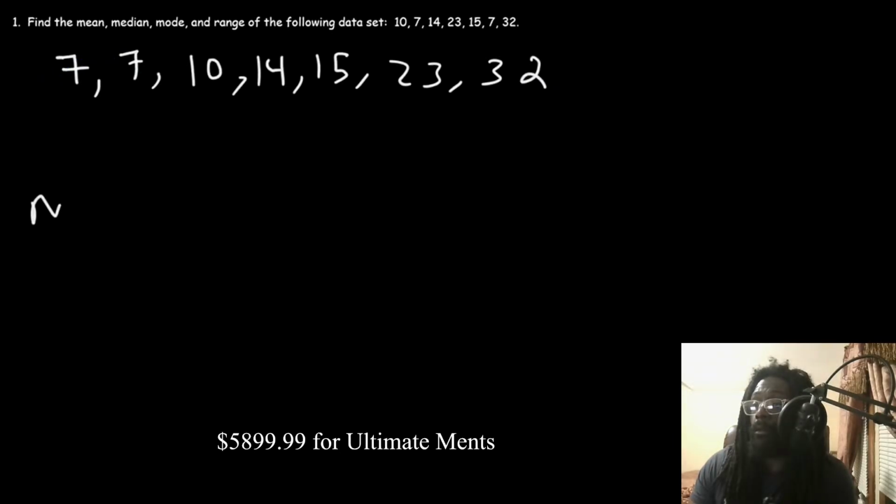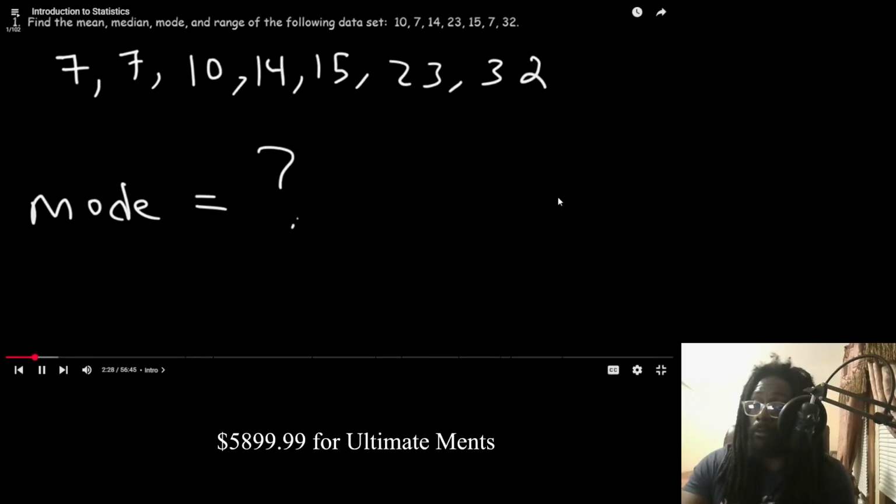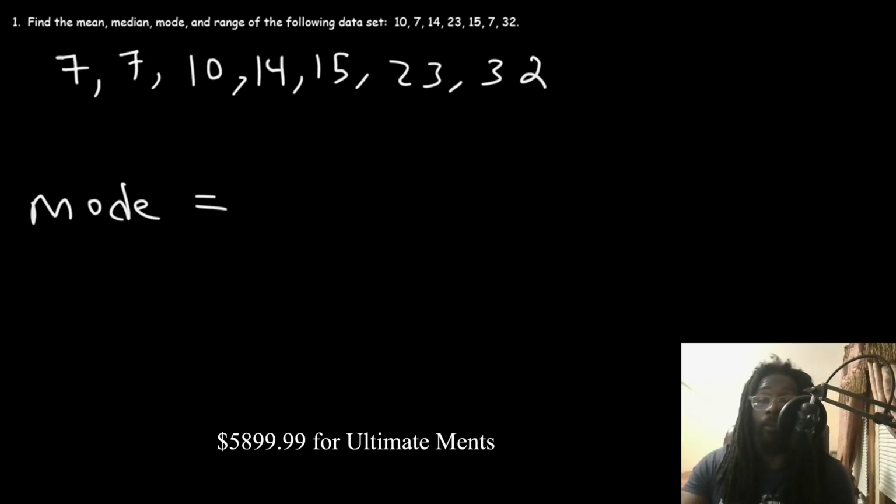What is the mode in this problem? The mode is simply the number that occurs the most frequently. So it's basically the most frequent number in the data set. Notice that 7 appears twice in this data set. So 7 is the mode.